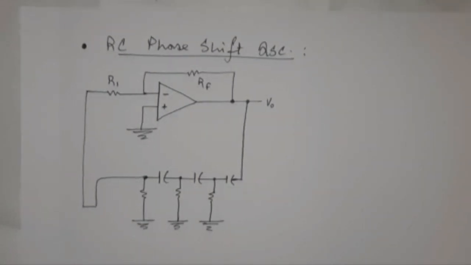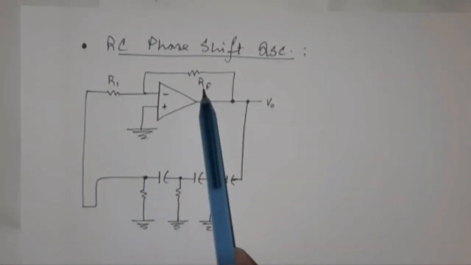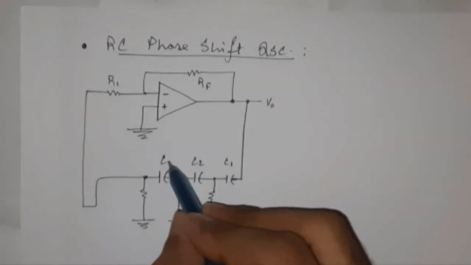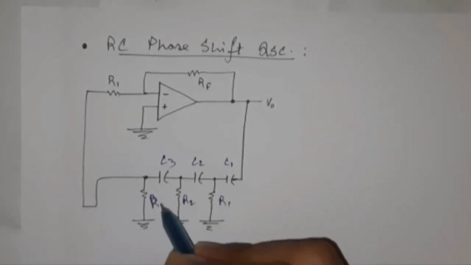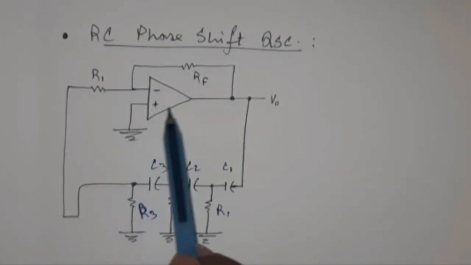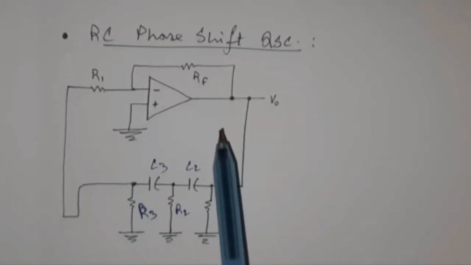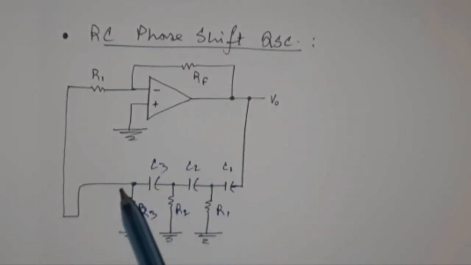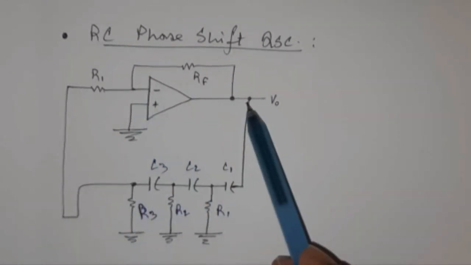This is the circuit of the RC phase shift oscillator. Here it is an op-amp, resistances R1, RF, and here are the capacitances C1, C2, C3 and resistances R1, R2, R3. The op-amp shown here is inverting, so it provides a 180 degree phase shift at the output. We studied that for oscillation, a 0 degree or 360 degree phase shift is required. Hence, the feedback network should provide 180 degrees or more.